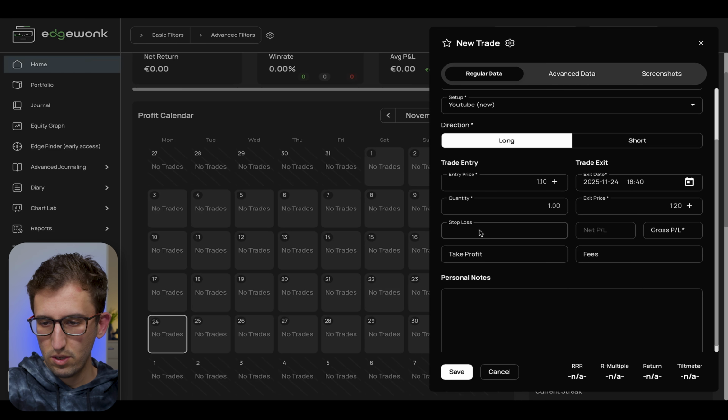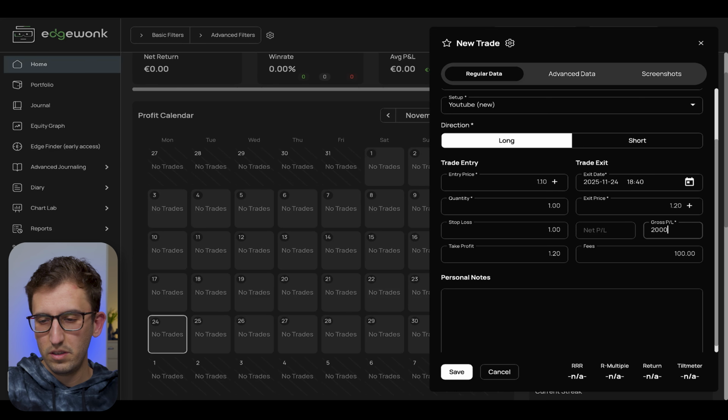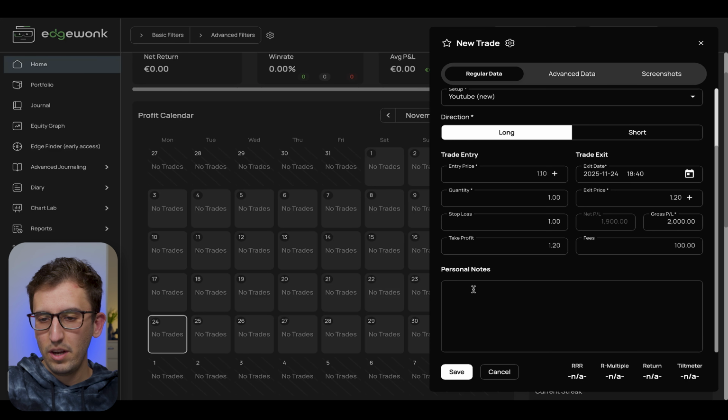So let's say my stop loss was 1.00, and let's say that my take profit, my exit price, was 1.2. You can write your gross P&L, or you can put the fees. So let's say that there was a $100 fee, and you can say that my P&L was... obviously, don't try and be clever with me with the funny maths here and tell me, no, that's not what it would be. I'm just throwing random things. And then you can see that your net P&L would be 1,900. And then here you can write your personal notes.